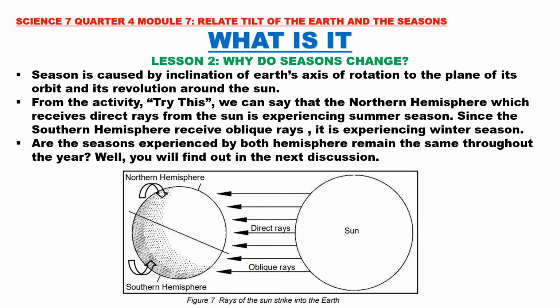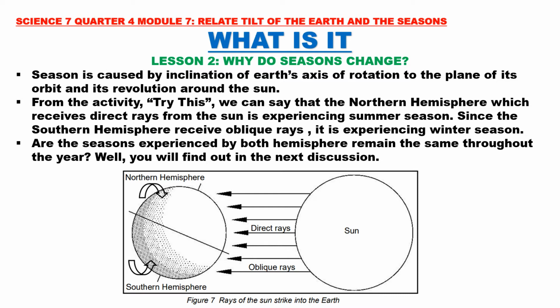Lesson 2. Why do seasons change? In the previous lesson, you have learned that the tilt of the earth has an effect in the heating of its surface. There are places which will be warmer and other places will be cooler. The tilt of the earth results to season. Do you have any idea about season? Probably, you observe the changes in our environment and you're also wondering the reasons for the occurrence of the seasons.